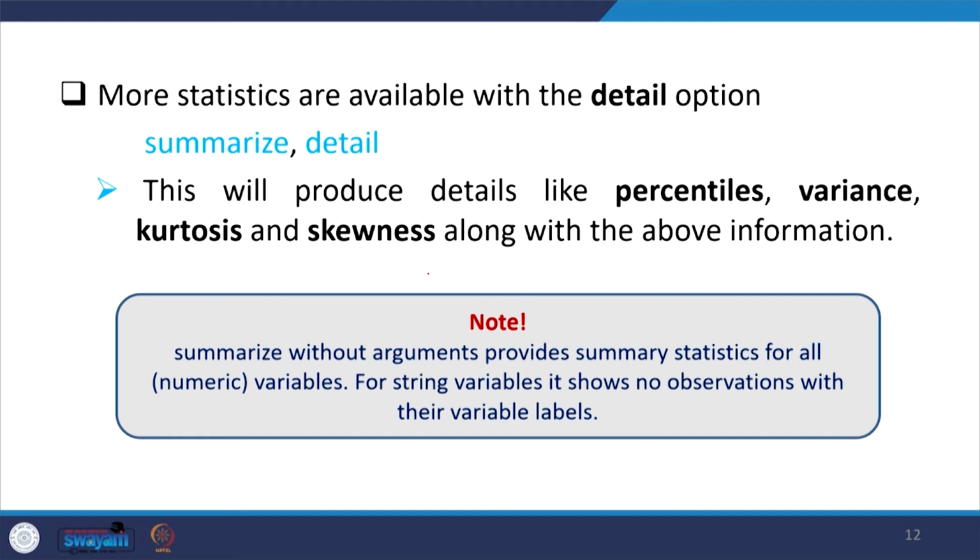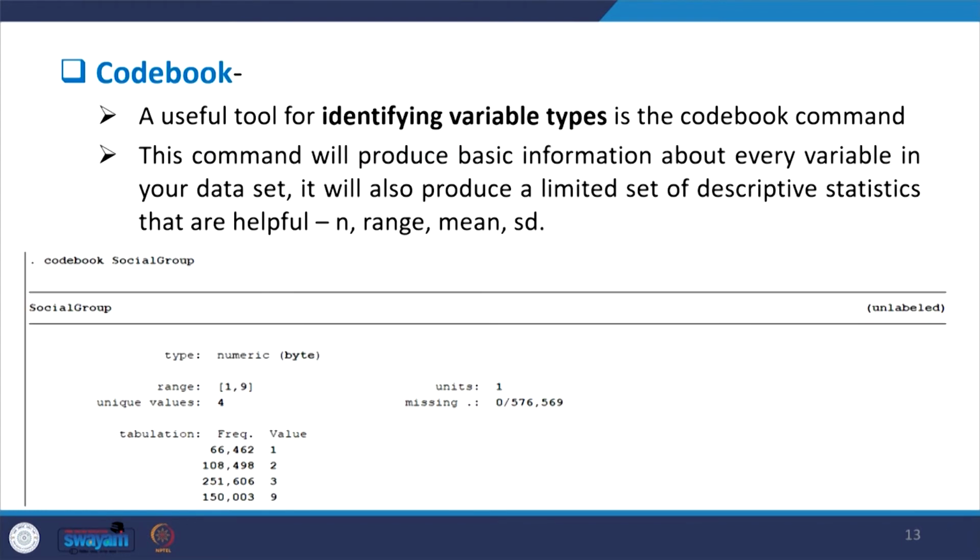For string variables, it shows no observations with their variable labels. This is what we have already mentioned in our PPT. Okay, so we are not going to do it. You can operate from the sample data. We are going to keep it a sample data for your operation. So this you can just try once, how other information you can get from it.